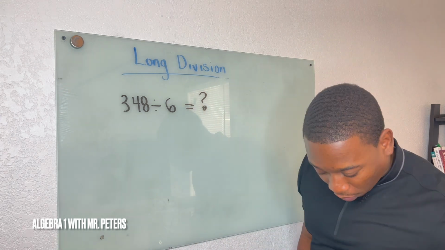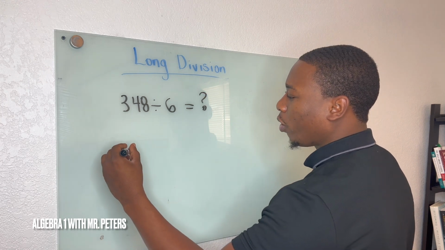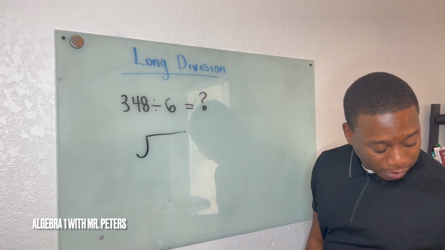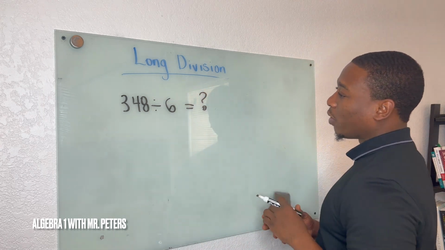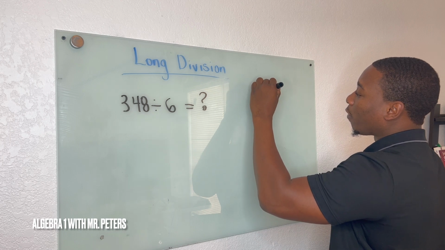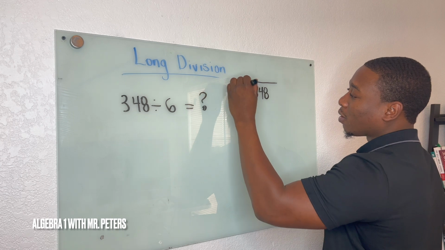All right, so we have our problem. Now what we need to do is set it up, right? So we already know the first number is under our division sign. And matter of fact, let's go over here so we have enough space, right? So we have 348. We know on the outside of the division symbol is 6.